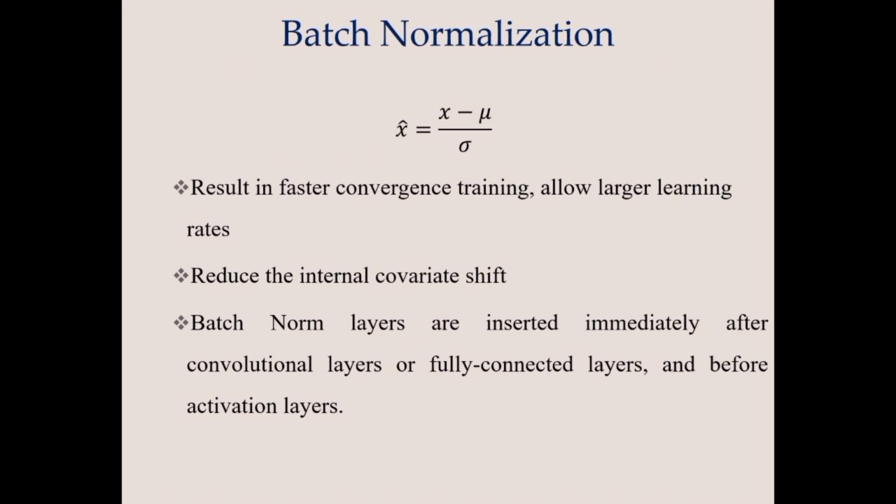Batch normalization acts similar to the data processing steps mentioned earlier. It calculates the mean mu and variance sigma of a batch of input data and normalizes the data x to zero mean and unit variance. It is calculated by x hat equals x minus mu divided by sigma. It allows a large learning rate and results in faster convergence of training, and it reduces the internal covariate shift, and it is very common with convolutional neural networks.